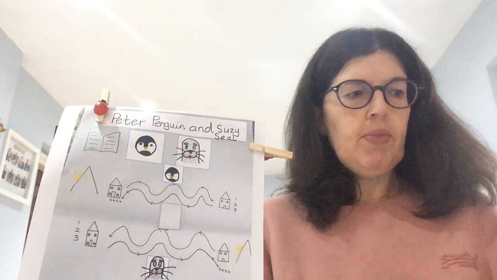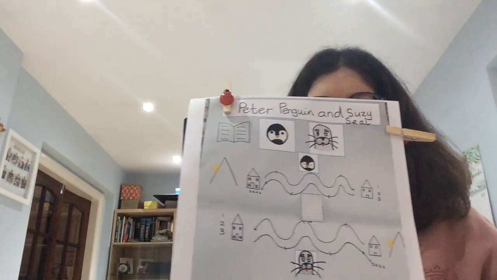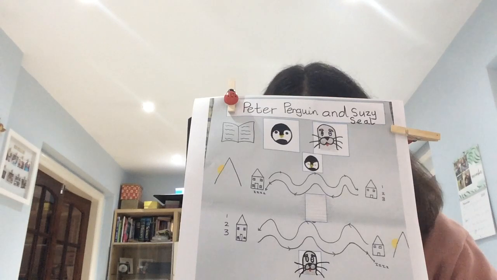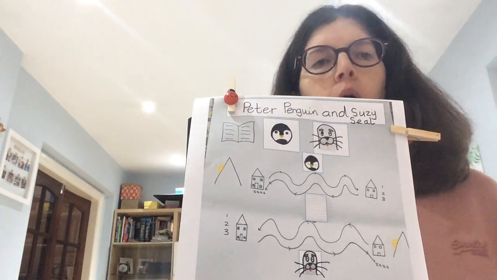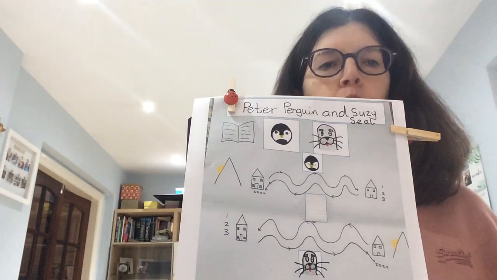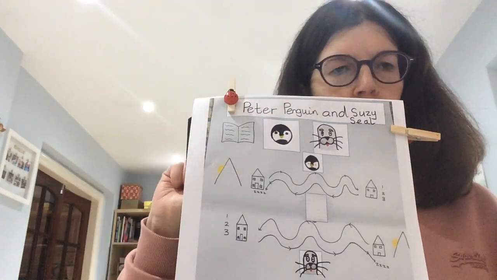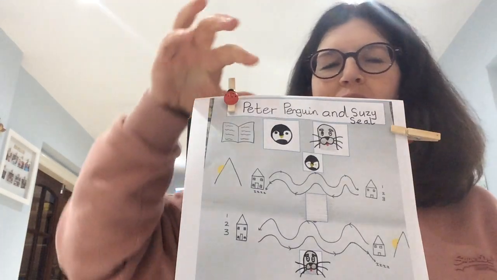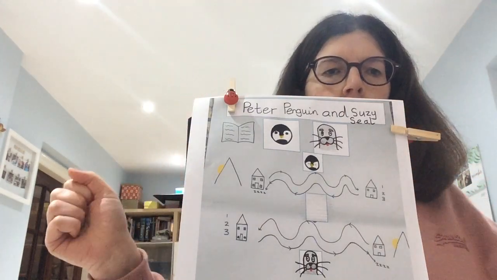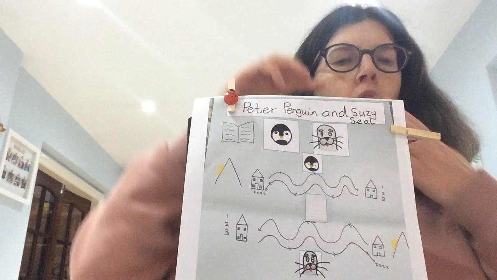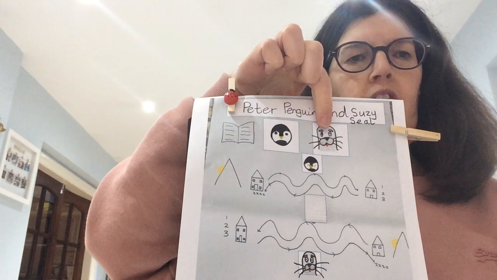But the rest of my story is exactly the same. So I can now use my story map to tell our story just in the same way as I would have done with Mr. Wiggle and Mr. Waggle. So let's give it a try. I'm going to say, once upon a time, there were two friends, Susie Seal. Wrong way round. Start again. Once upon a time, there were two friends, Peter Penguin and Susie Seal. Early one morning, Peter Penguin woke up and decided to visit his friend, Susie Seal.